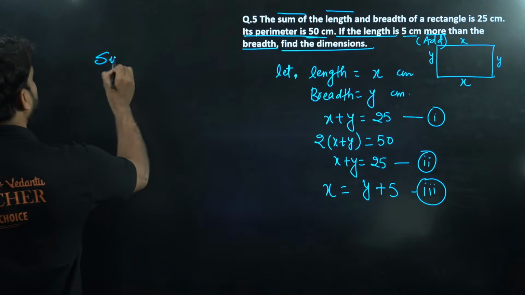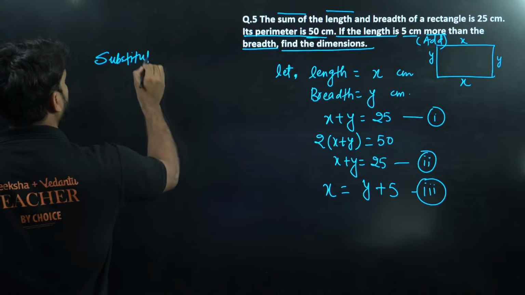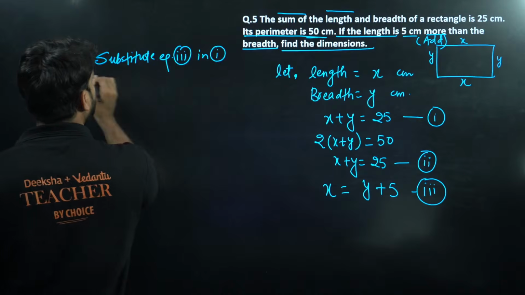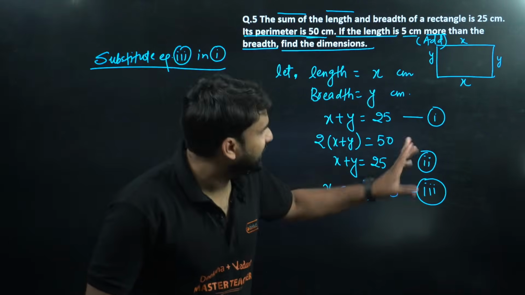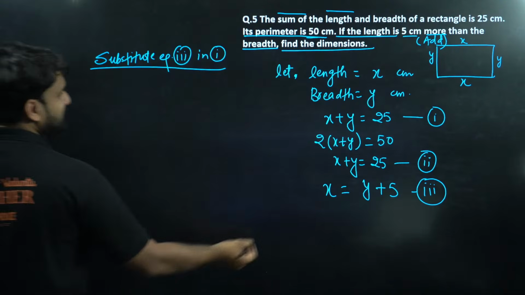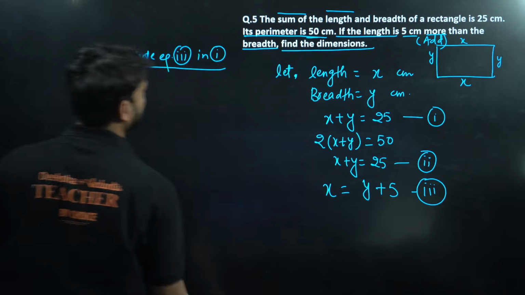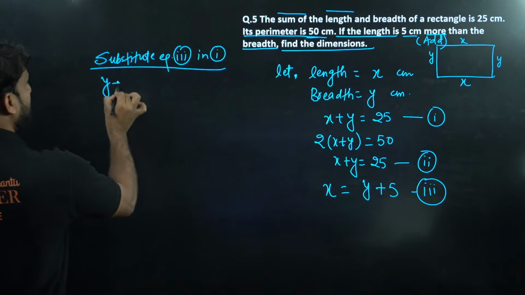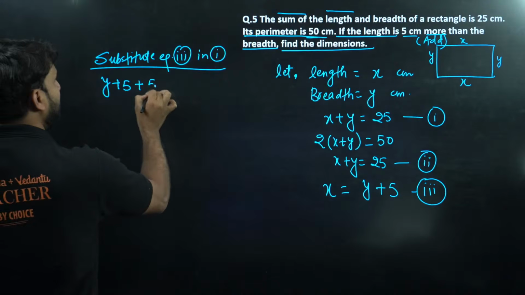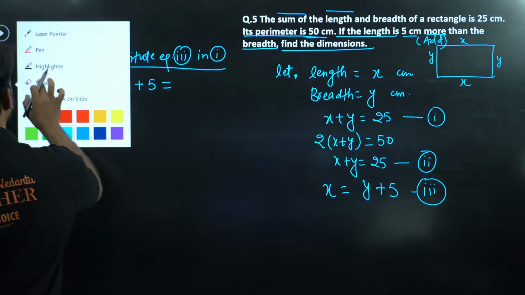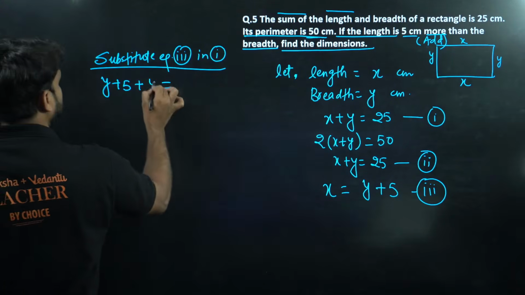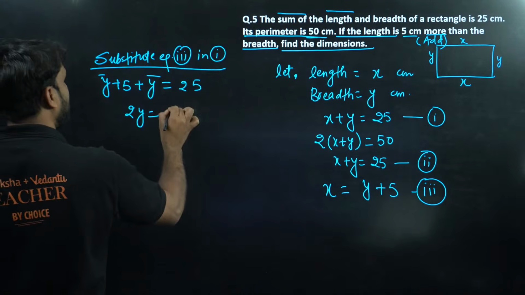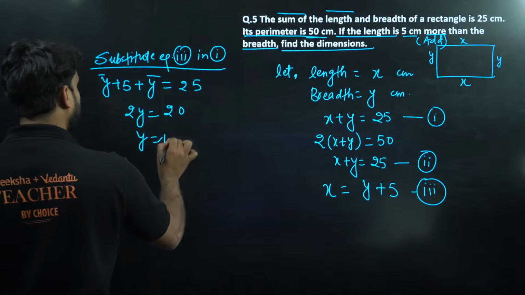So I'm writing here, substitute equation third in first. Or you can also put in second, because both are same. So x will be replaced by y plus 5. x plus y is 25, so in place of x we write y plus 5, and one more y is already there, equal to 25. So y plus y will be 2y, and this 5 will go there, so it will become 20. So y is equal to 10.